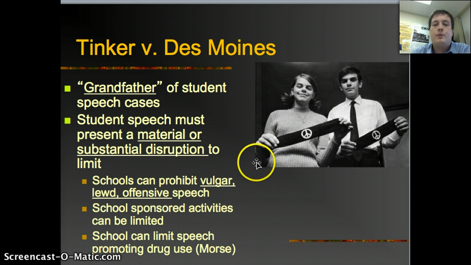Schools can prohibit or limit vulgar, lewd, or offensive speech. They can do it at school-sponsored activities, so at pep rallies or sporting events, your speech can be limited. And school can limit speech promoting drug use. So you can't just promote drug use with your speech. So if it's lewd, if it is at a school event, if it promotes drug use, or if it presents any kind of material or substantial disruption, it can be limited.